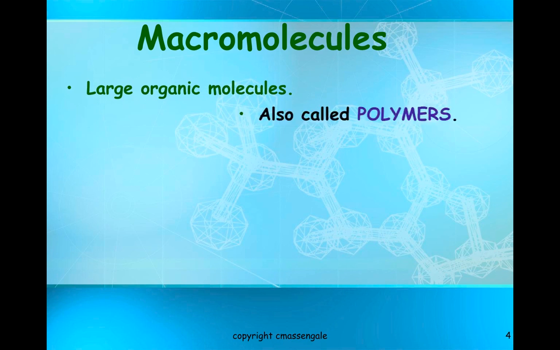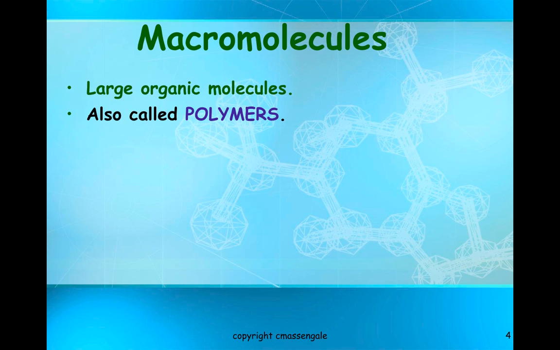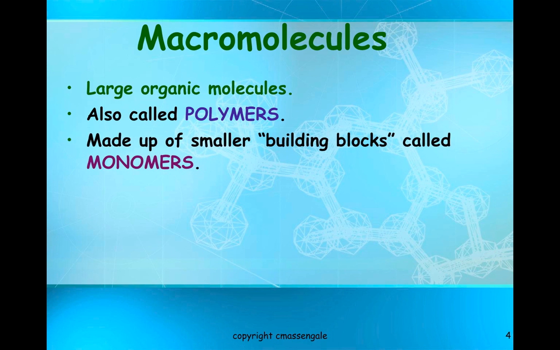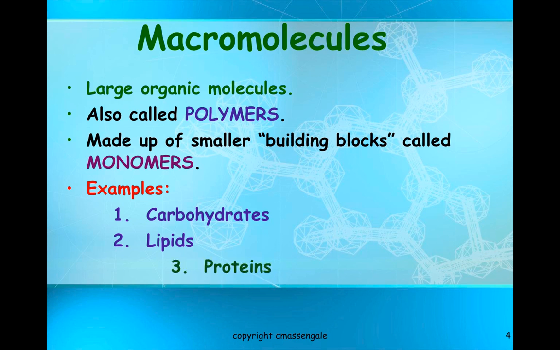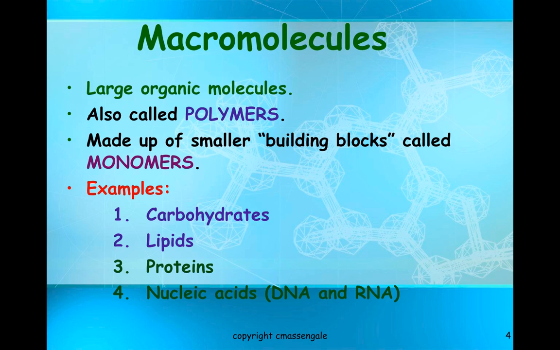All right, so again, macromolecules are large organic molecules, also known as polymers, but they're made up of these smaller building blocks, which we call monomers. An example is carbohydrates, lipids, proteins, or nucleic acids, also known as DNA and RNA.